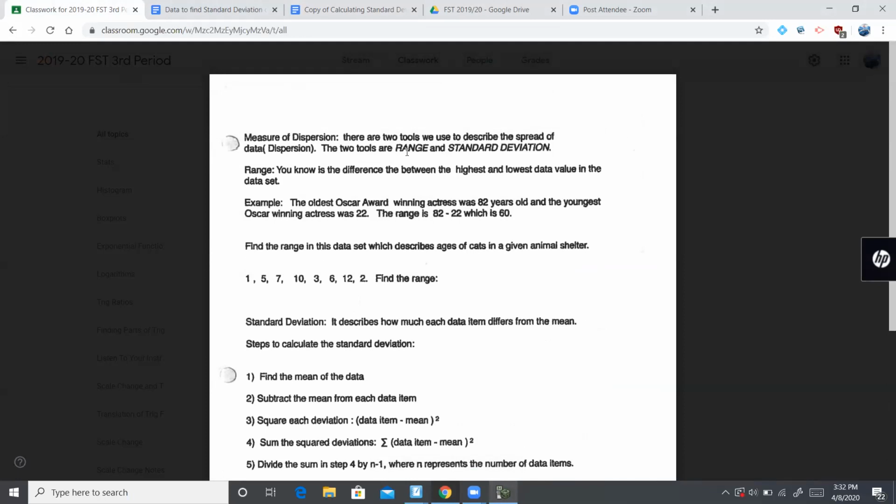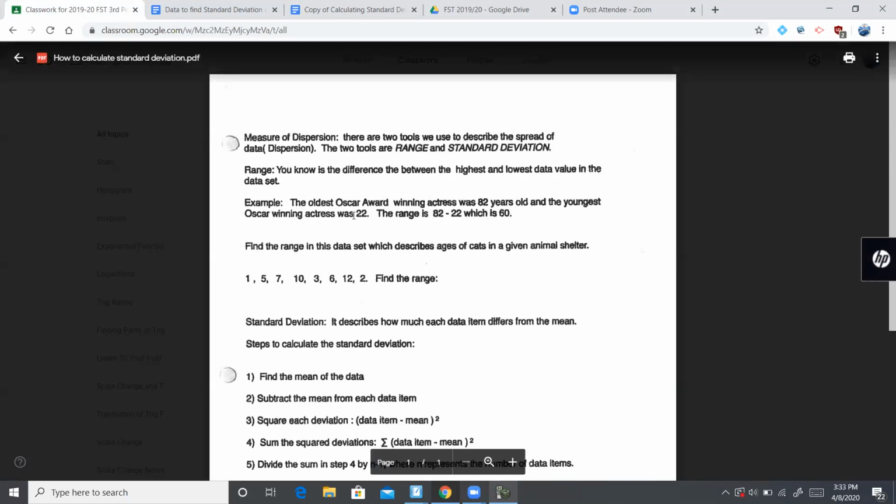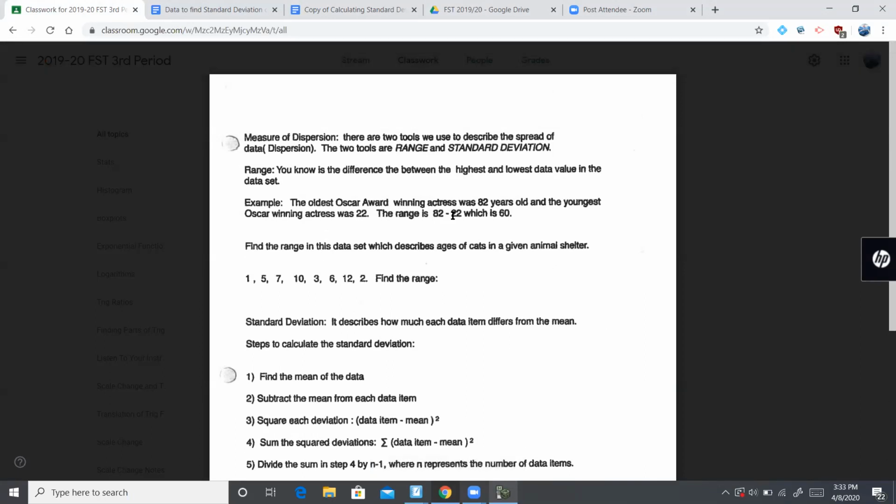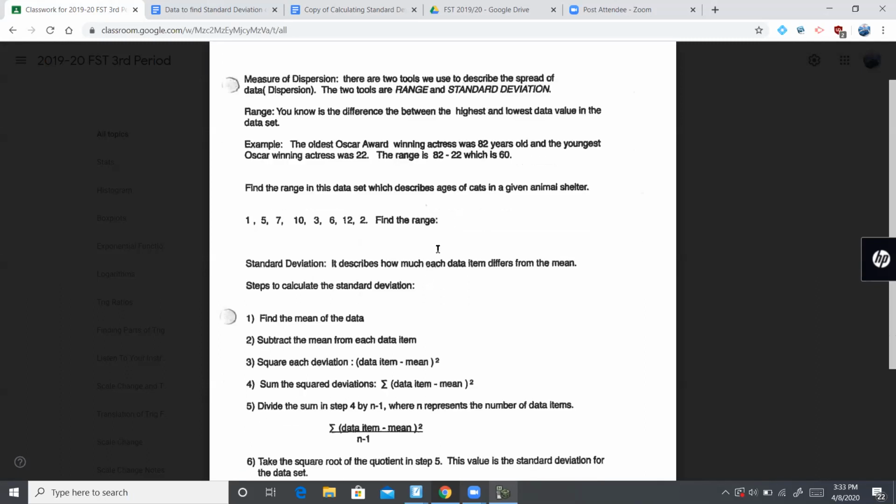And the two tools are range, which we've talked about before, and the new one for today is standard deviation. Range, you guys know, is the difference between the highest and the lowest data value in a data set. An example I have here for you is the oldest Oscar award-winning actress was 82, the youngest was 22. The range is obviously 82 minus 22, which is 60, right? So I came down here with another example looking at ages of cats in a given animal shelter, 1 being the minimum, and if we look across here, 12 is our largest, so 12 minus 1 is obviously 11.